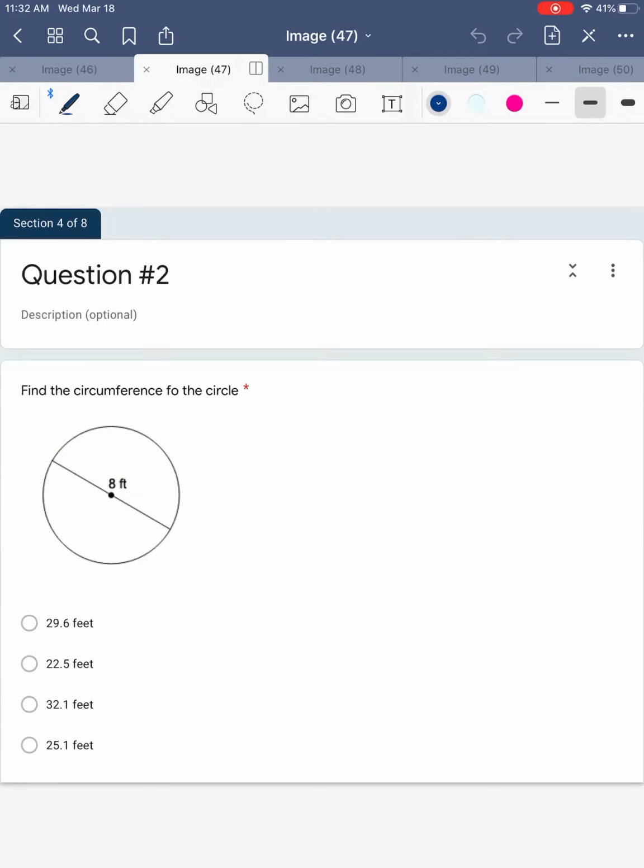The next question, number 2, says find the circumference of the circle. Circumference is found when you go 2 times pi times the radius. So we know 2 is 2. Pi, we always know, is 3.14. And the radius is half of the diameter, remember. So radius equals diameter divided by 2.